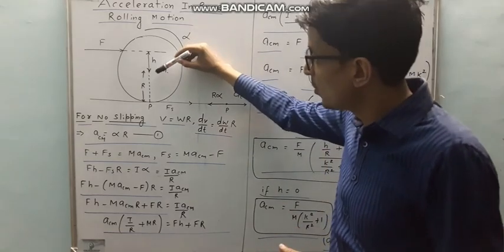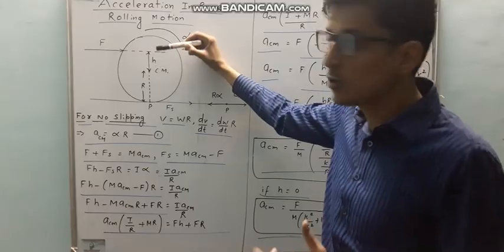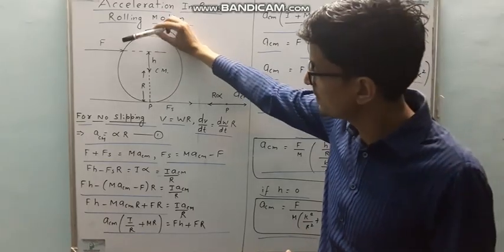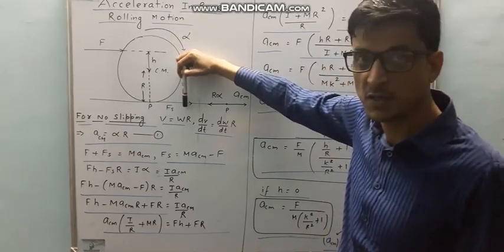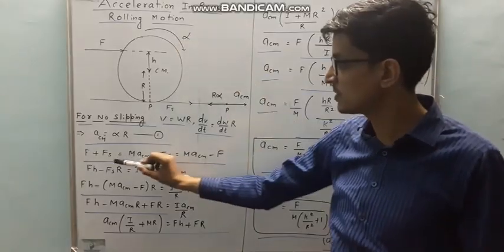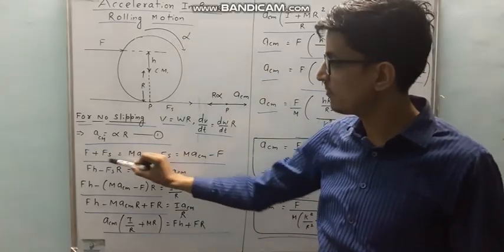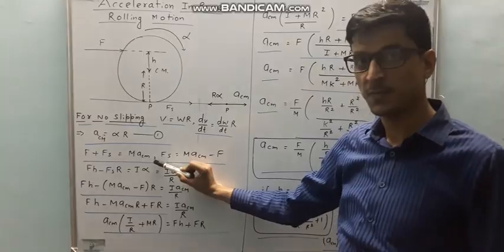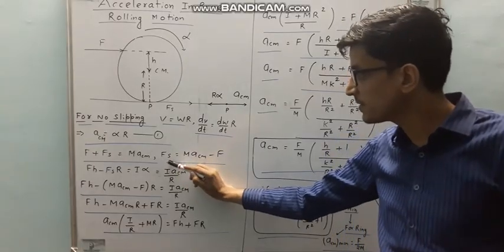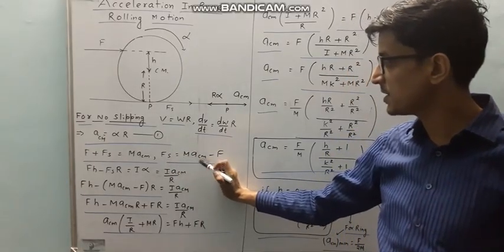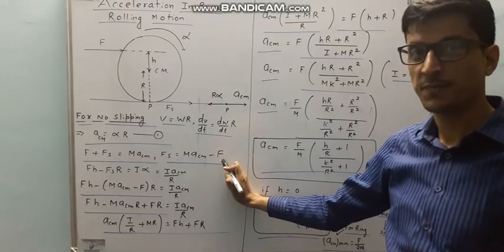Now, on this rigid body, there are two forces. The first force is F and the second force is Fs. So according to Newton's second law, net force is equal to m into a. So we have F plus Fs is equal to m a_cm. So from here, Fs is equal to m a_cm minus F.